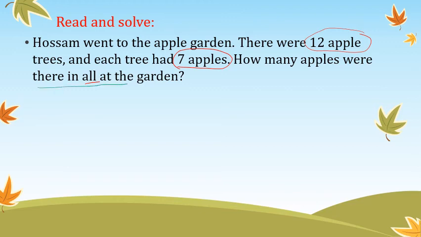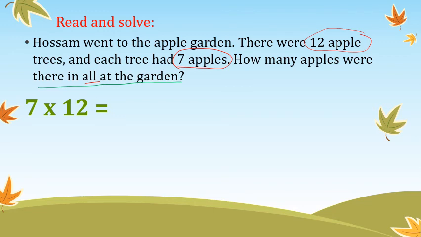Number of trees in the garden, number of apples in the garden. So I have 12 trees. Each tree has 7 apples. So 7 and 7 and 7, 12 times. So what am I going to do: addition, subtraction, multiplication, or division? I have to choose. The 7 is repeated 12 times, so I'm going to multiply. So I want to find 7 times 12. I don't know how to solve 7 times 12. Let's use the distributive property.